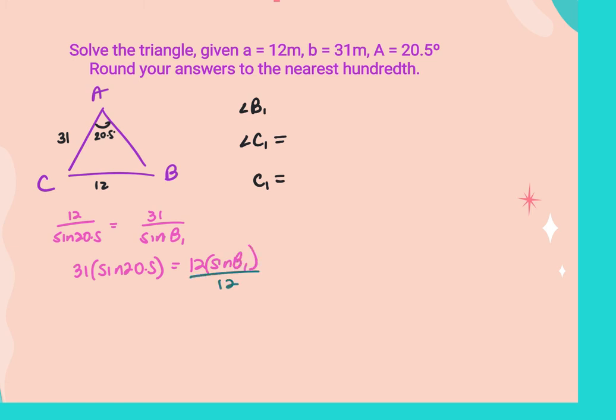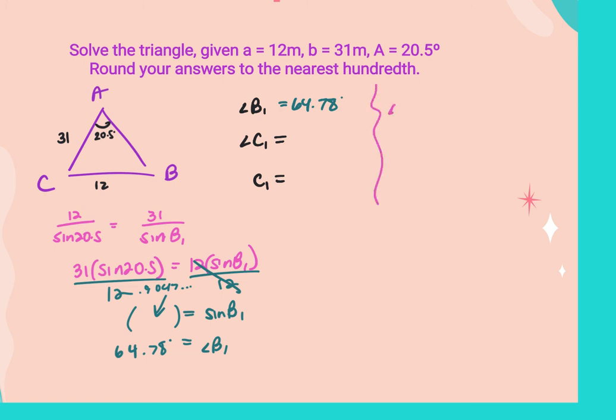And divide. So I get the sine of B1 equals, and I type that whole thing in: 31 sine of 20.5 divided by 12. This is like 0.9047, so on and so forth. I second sine that, and I get angle B1 is 64.78 degrees. So now I know at least it's not a no solution.